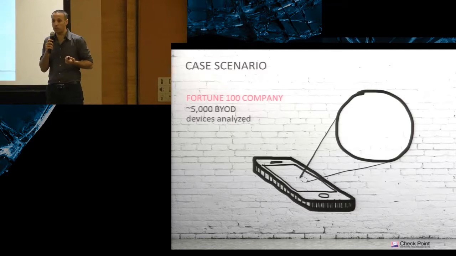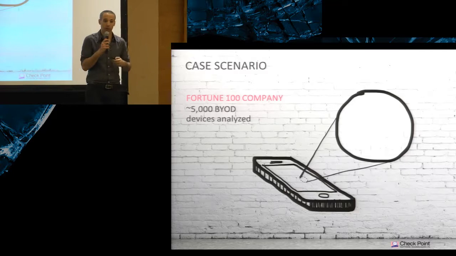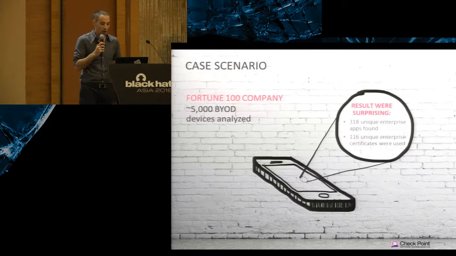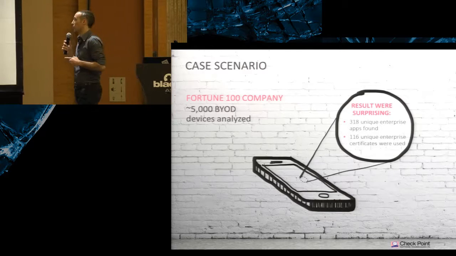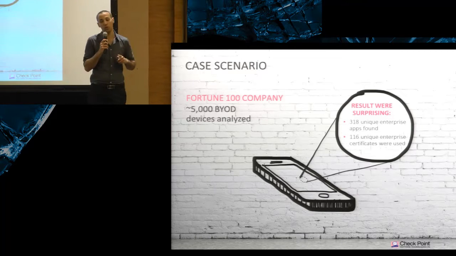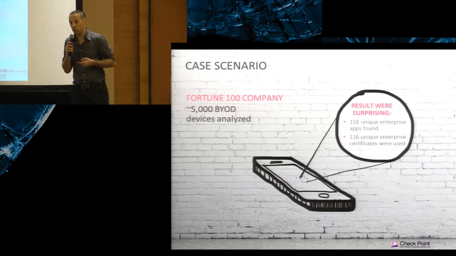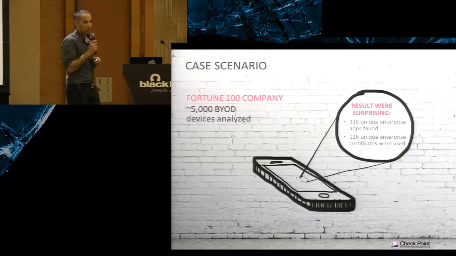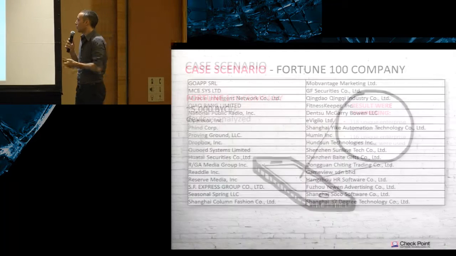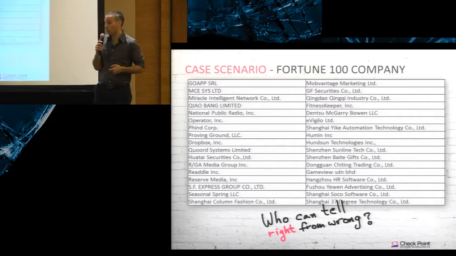We expected to find a few, maybe several enterprise certificates by the company, maybe by their subsidiary companies. But what we actually found was as follows. On these mobile devices, we saw around 116 enterprise certificates that were used to deploy more than 300 enterprise applications, which was quite surprising. And when we drilled in to see who issued these certificates, this is some of the list that we got. As you can see, it's very hard to tell right from wrong.